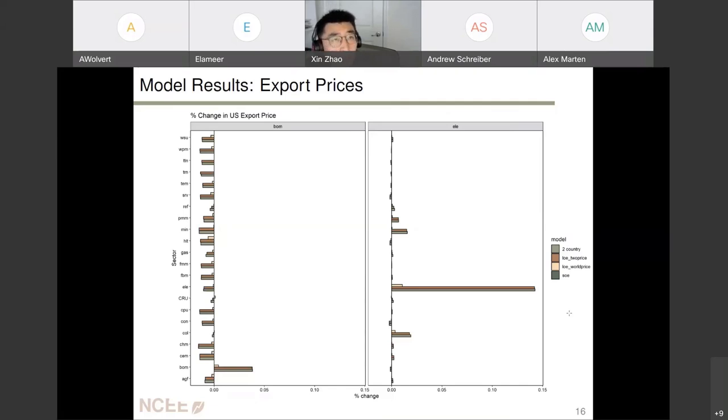So you'll notice that in the small open economy case, the price impacts are zero, which is exactly what we'd expect. And then in the large open economy world price case, where we have a single price for imports and exports, we're not able to capture the price impacts very well because it's an aggregate of the elasticities that we're calibrating the model to, which in the import case are quite large. So it skews the price impacts downward. Next slide.